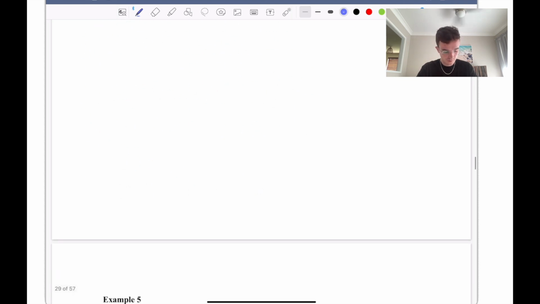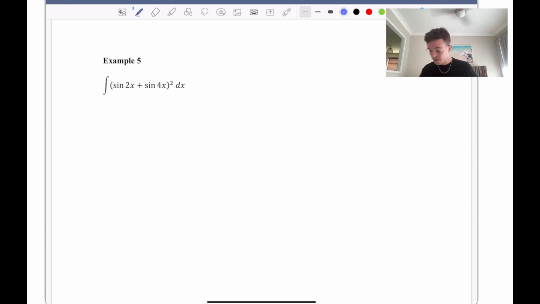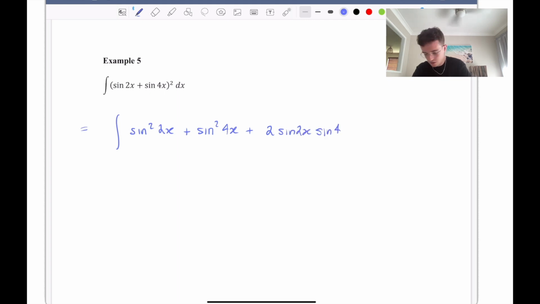Okay, the next example. We're looking at the integral of (sine of 2x plus sine of 4x) squared. This question looks scary, but it's not. The thing that makes it look scary is the squared. But we can deal with that, because let's just get rid of the squared and expand it. So this is just the integral of sine squared 2x plus sine squared 4x plus 2 lots of sine 2x sine 4x.